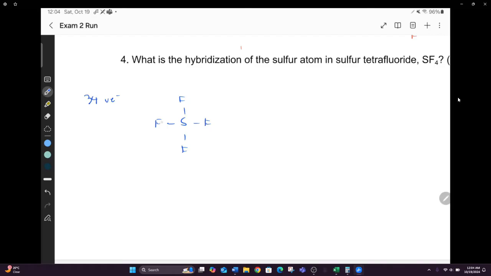The four bonds brings us down to 26 valence electrons. So we have 1, 2, 3, 4, 5, 6, 7, 8, 9, 10, 11, 12, 13, 14, 15, 16, 17, 18, 19, 20, 21, 22, 23, 24, 25, 26. Alright.